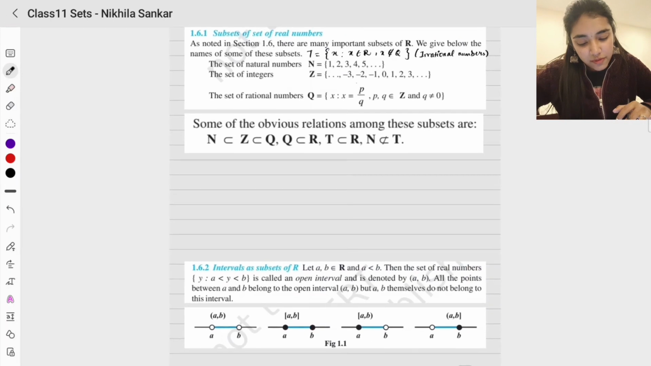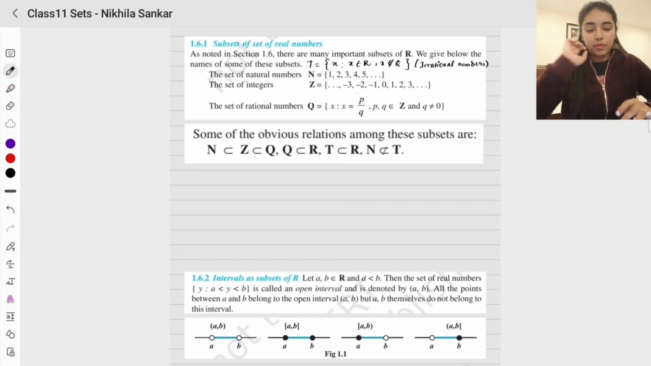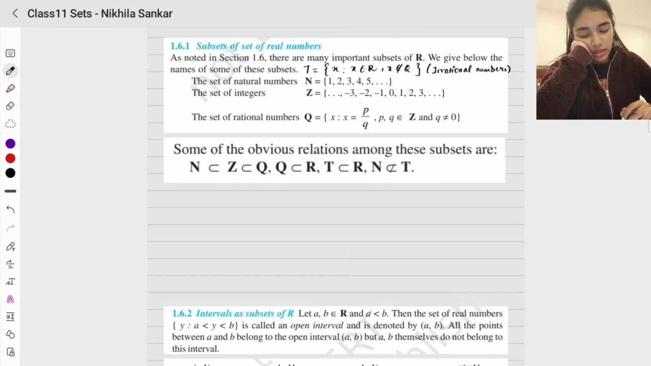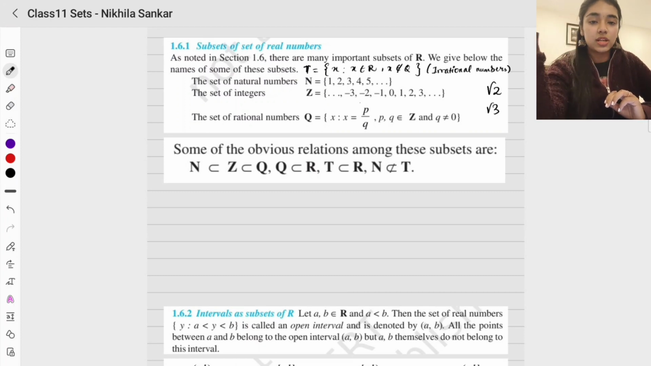Now, subsets of set of real numbers. That's the topic. You have to learn a few terms. We already learned this, but what is my T? T is going to be the set of all irrational numbers. What are the irrational numbers? Root 2, root 3, numbers like this are irrational numbers. The numbers which are not rational. So this is my T.